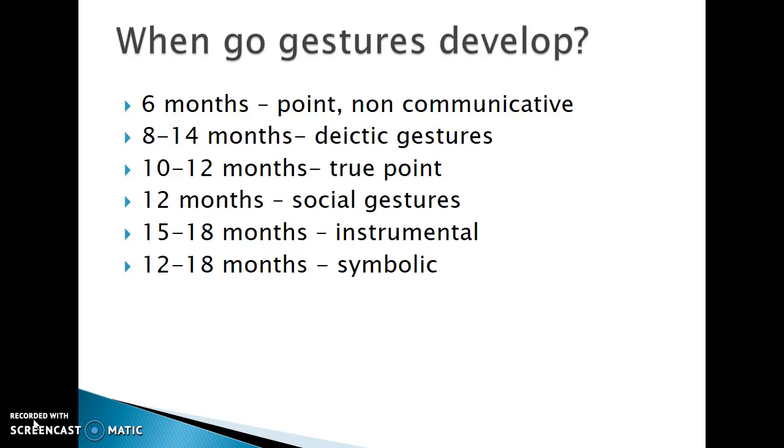that what we're looking for as a marker of typical development is that representational point, and we see that really solidly in place at usually about 9, 10, but definitely by 10 to 12 months of age we see that established. At 12 months, we see those social gestures of waving, for example. 15 to 18 months, instrumental, and then also maybe 12 to 18 months are those symbolic gestures.